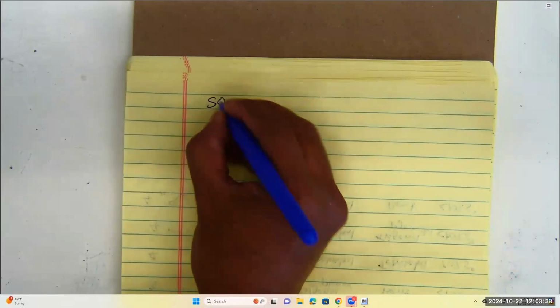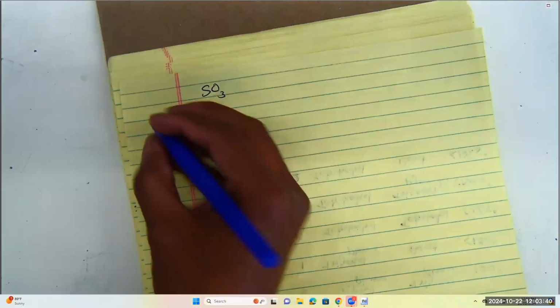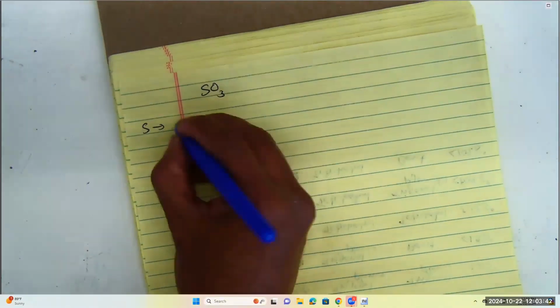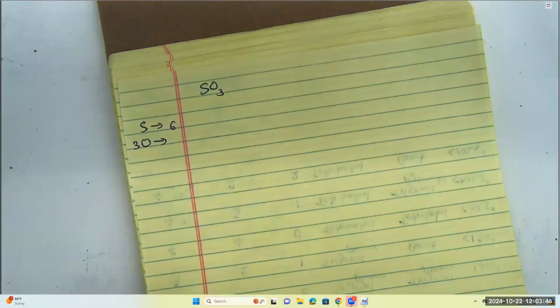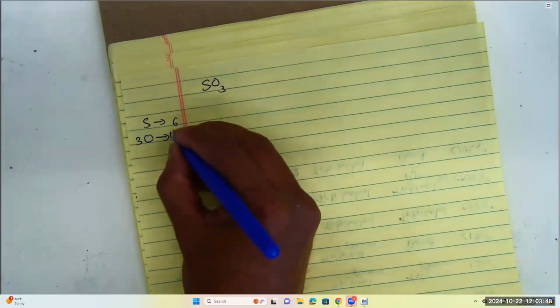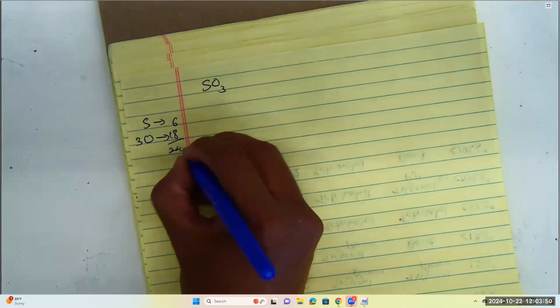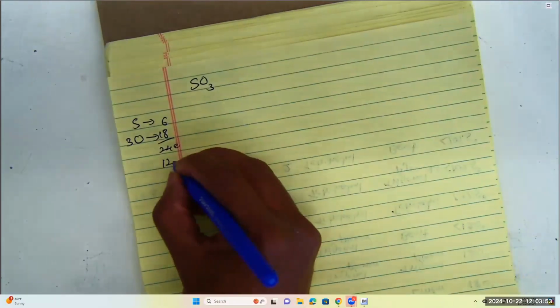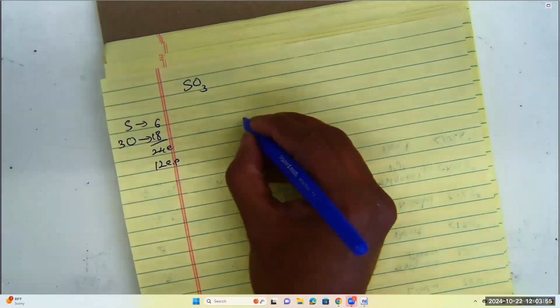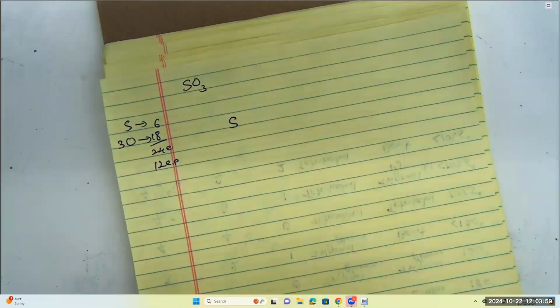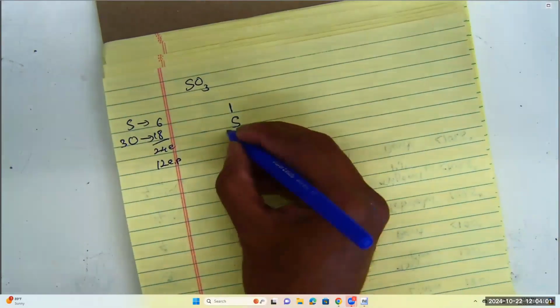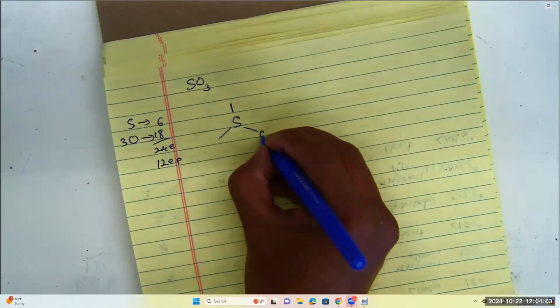So this is what we have. Start with SO3. Right. Sulfur brings us 6 electrons. Oxygen brings us 6 as well, but you have 3 of them. 3 times 6 is 18. Altogether, we have 24 electrons, meaning 12 electron pairs. Okay. So sulfur is larger, therefore sulfur is going to go in the middle. And to that, we have 1, 2, 3 oxygen atoms bonded.